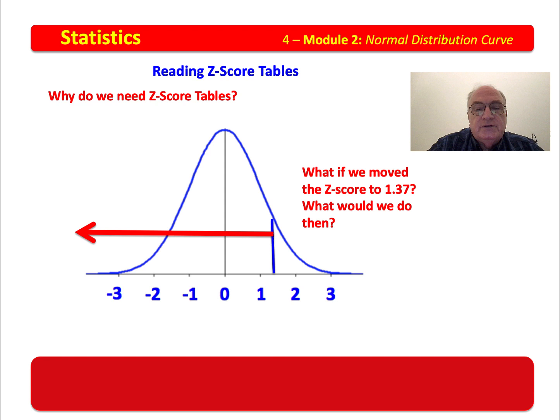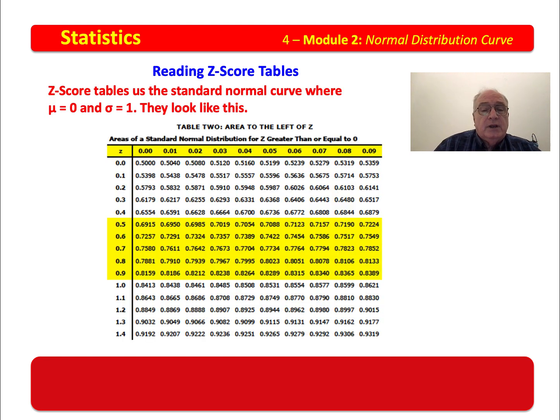Now, what if we moved the z-score to 1.37? What would we do then? Well, the problem is we know that this is 50%, and we know from 0 to 1 is 34%. Well, what about 1 out to 1.37? See, there's the problem. We need tables that give us the amount of area underneath the curve for any of these values. When z equals 1.37, we need a table to give us the area.